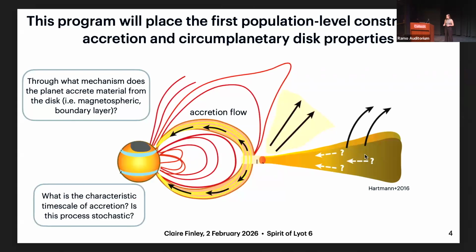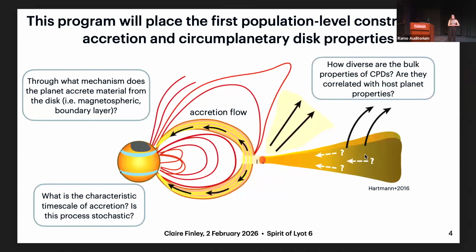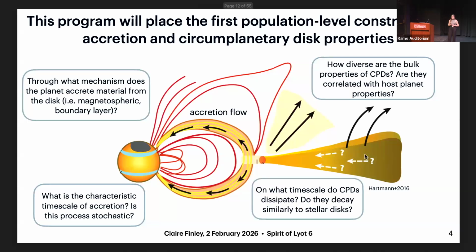What is the characteristic timescale of accretion onto these objects, and is this process stochastic or dynamic at all? For example, we know in the stellar regime that accretion stochasticity correlates with the decay of the infrared excess, but this is unknown for planets. More specific to the disk, we can ask how diverse the bulk properties of CPDs are, and if they correlate at all with any of their host planet properties, such as mass. And last, we want to constrain on what timescale do CPDs dissipate and by what mechanism, and do they decay similarly to disks around stars.